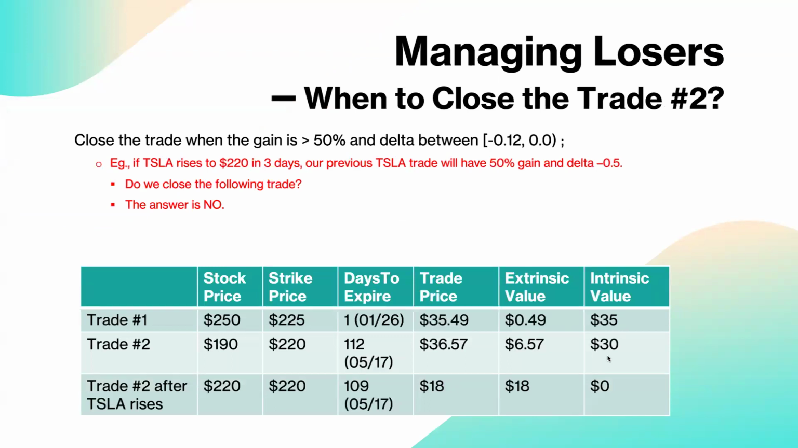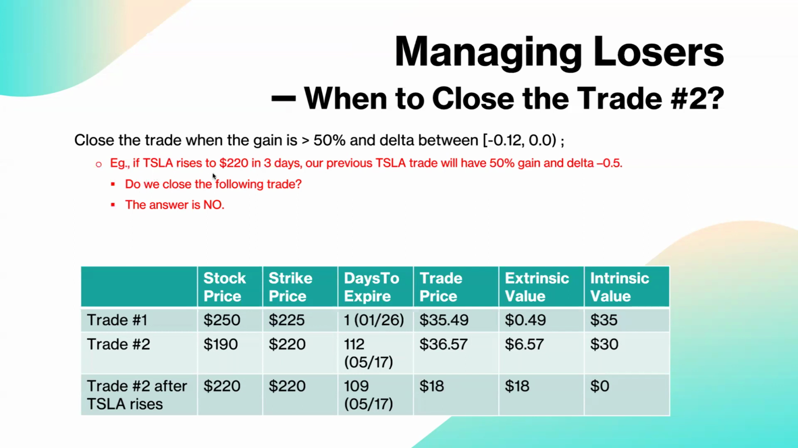For that trade number two, we have a question: when to close this trade number two? Actually, the answer is the same. We close the trade when the gain is larger than 50% and delta is between minus 0.12 to 0. So I'll give you an example.